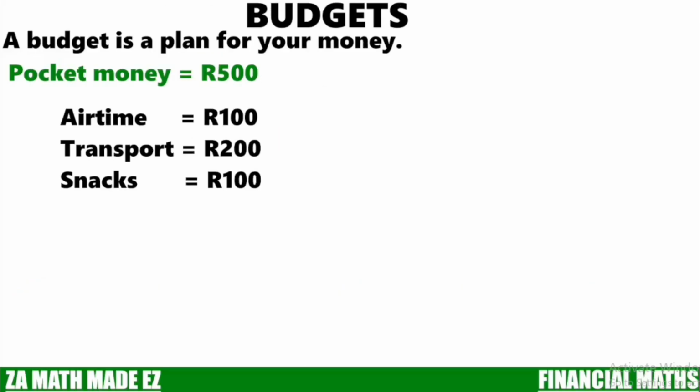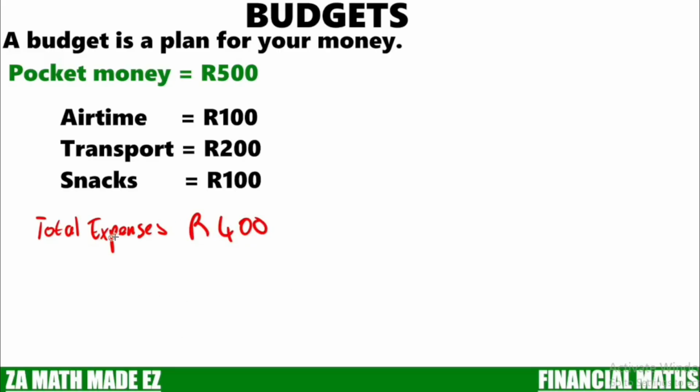Budgets. A budget is a plan for your money. For example, if you have 500 Rand in pocket money, you then spend 100 Rand on airtime, 200 Rand on transport, and 100 Rand on snacks. Your total expenses is then 400 Rand.